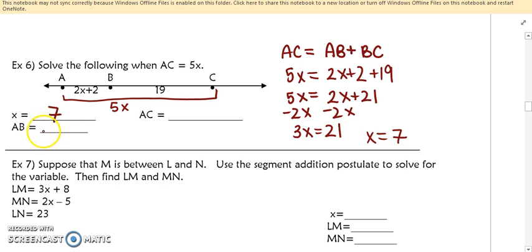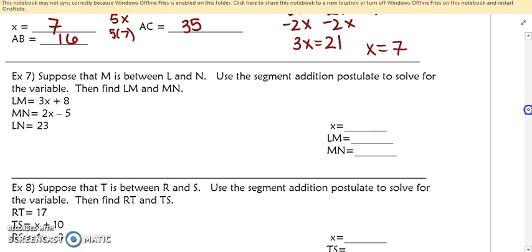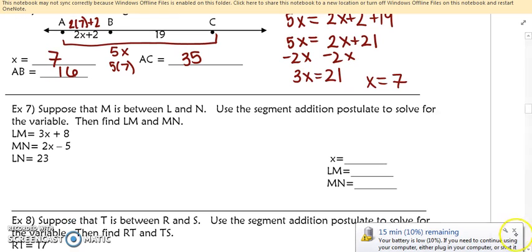We want to find the measure of AB. AB has a measure of 2 times x plus 2, or 2 times 7 plus 2, to get 16. AC has a measure of 5 times, oh, 5 times 7, sorry, whoops. 5 times 7, because 7 is x. 5 times 7, 35. Excellent.